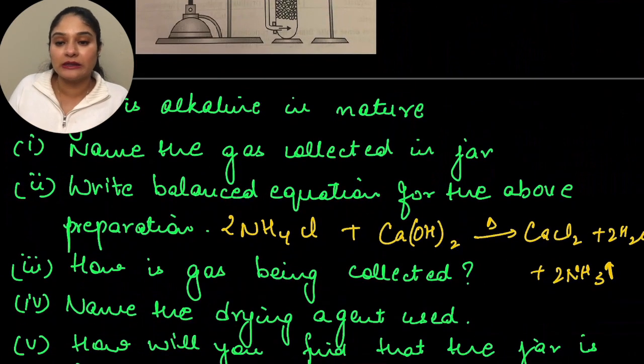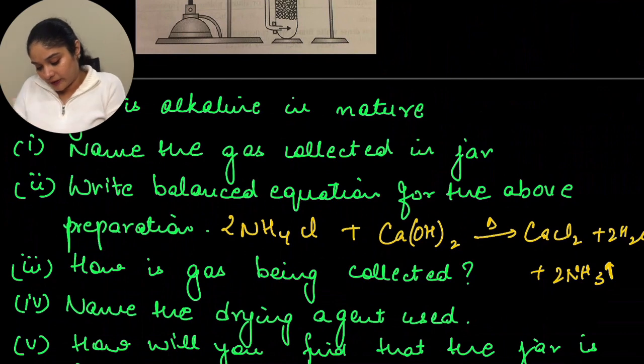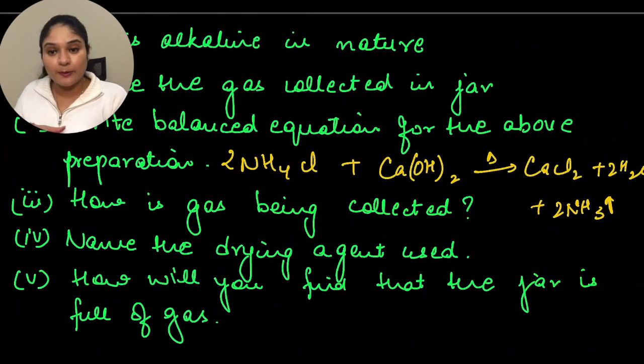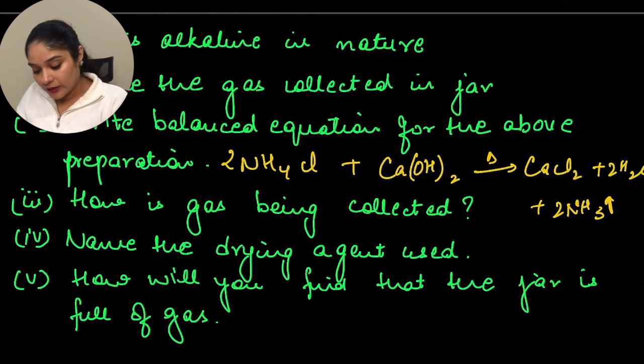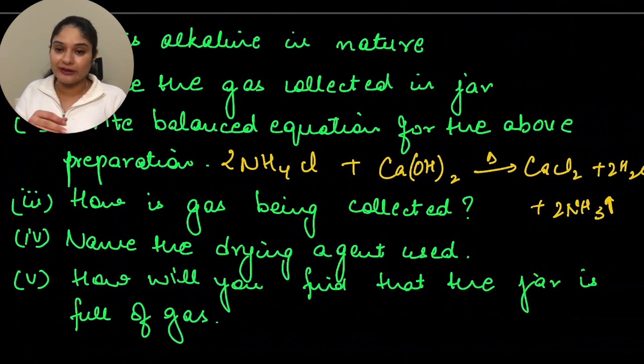How is the gas being collected? It is collected by downward displacement of air. Then the next question is, name the drying agent used. That is quicklime, or calcium oxide. Then the next question is, how will you find that the jar is full of gas? What you can do is use the litmus paper test. That means you bring a moist litmus paper near the top end of the jar, and that can help you in the identification.